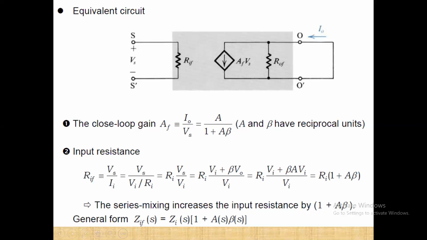So thus, we have here a series mixing which increases the input resistance by the value 1 plus A beta. The general form is the input impedance, in place of resistance, as a function of the Laplace variable s: the input impedance with feedback is given by the input impedance without feedback multiplied by the 1 plus A beta factor.